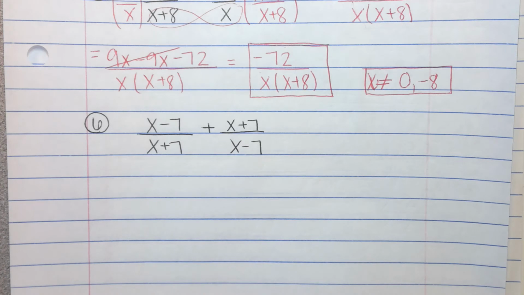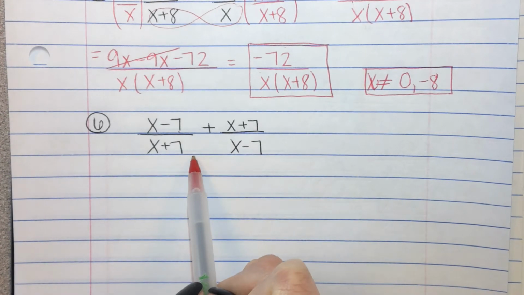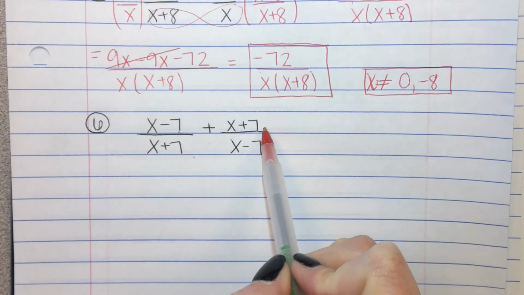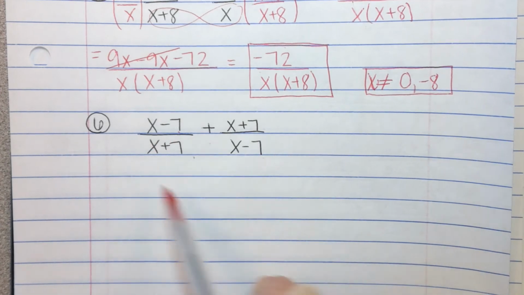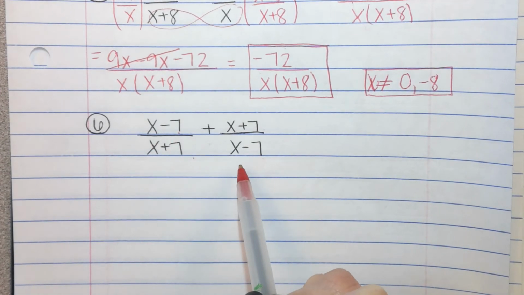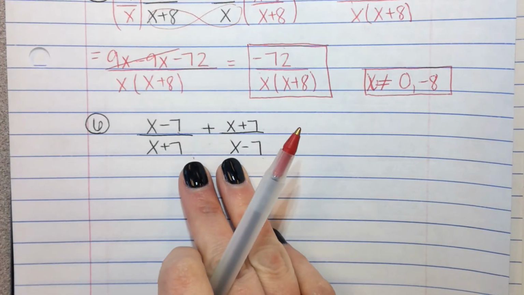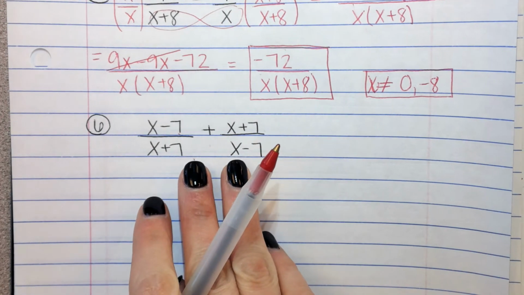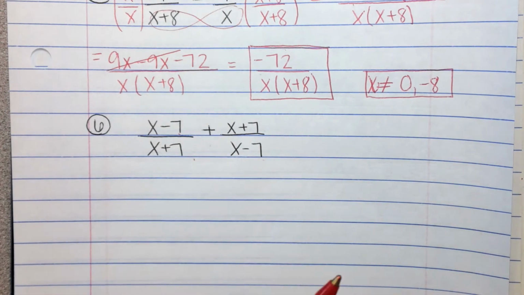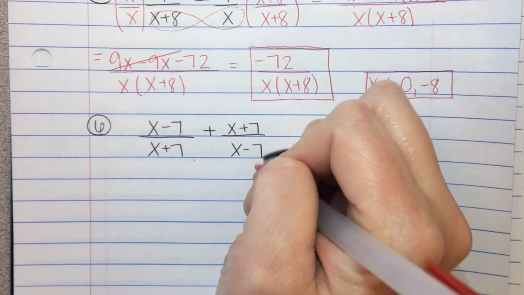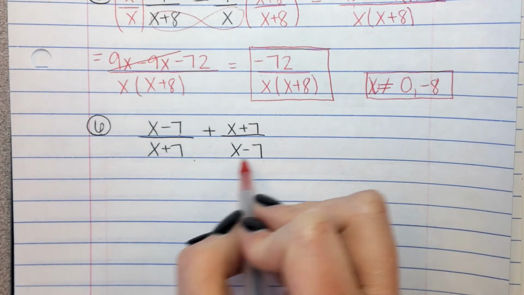Okay, number 6, we have x minus 7 over x plus 7 plus x plus 7 over x minus 7. These are very similar, and so this is going to require us to pay close attention to what we're doing and make sure we write down the correct signs and we keep track of our steps here. Okay. So these are not the same. They're very, very close, but not the same.